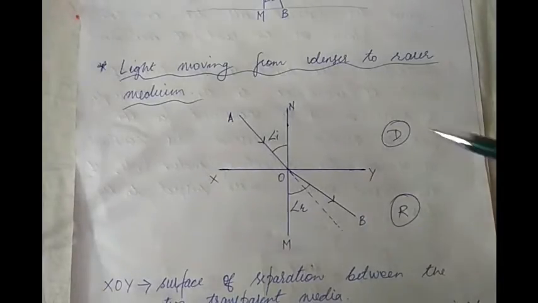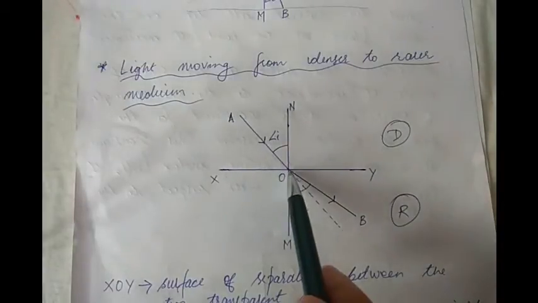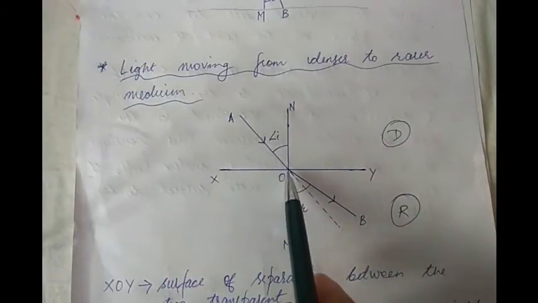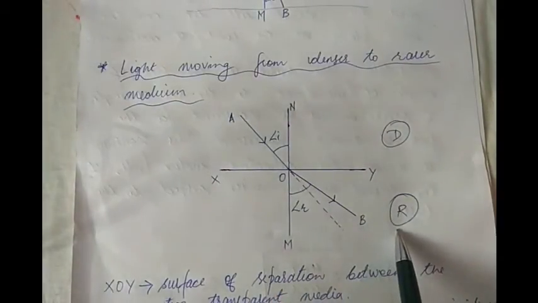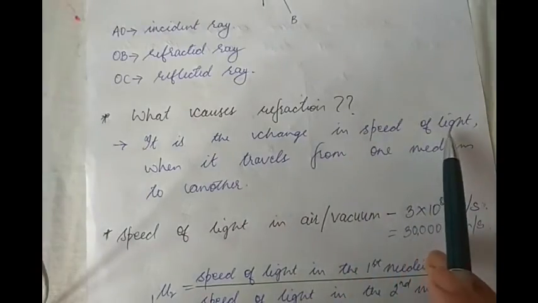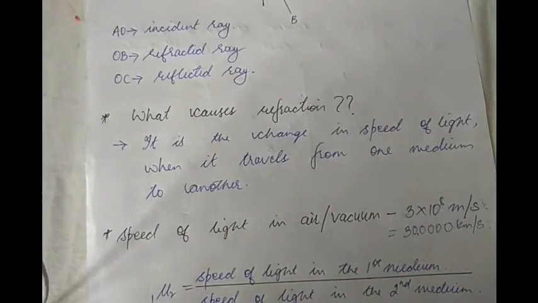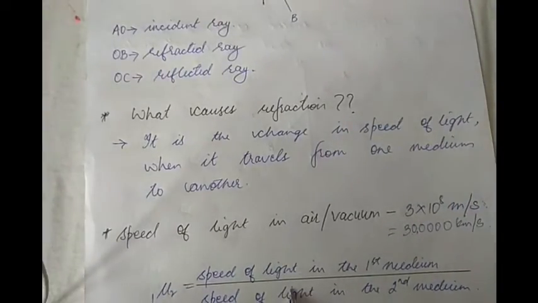Whereas when light moves from a denser to a rarer medium, this rarer medium is offering lesser resistance. So it's a very easy going path. It does not matter to light if it takes a longer route also. That is why it bends away from the normal. Therefore, remember, it is this change in speed of light whenever it moves from one medium to another that causes bending of light or refraction of light.